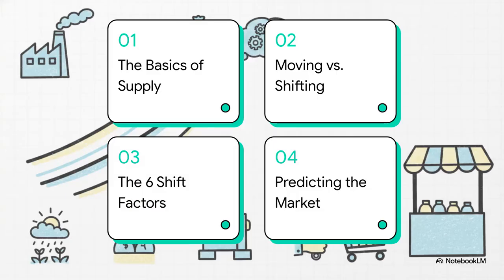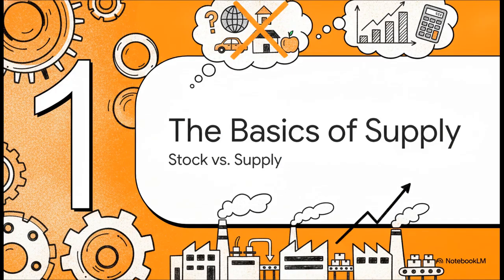So, here is our roadmap for today. First up, the basics of supply. Then, moving versus shifting. Next, we'll hit the 6 shift factors. And finally, we'll wrap up with predicting the market. Section 1. The basics of supply.